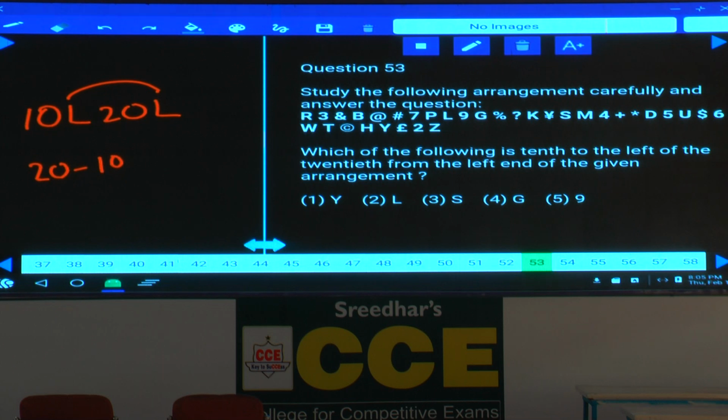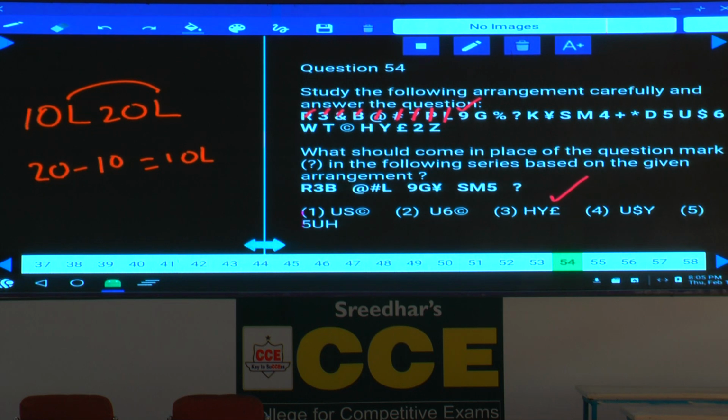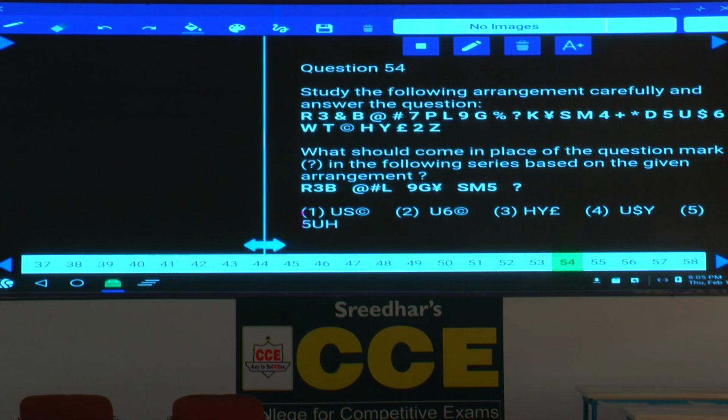Left and left subtract, right and right subtract. If the direction is different, left and right add, right and left add. Now 20 minus 10 is how much? 10. Now we need to find out the 10th element from the left hand side. 1, 2, 3, 4, 5, 6, 7, 8, 9. And the 10th element from the left hand side is 9. That is choice 5. 53. Then question number 54.